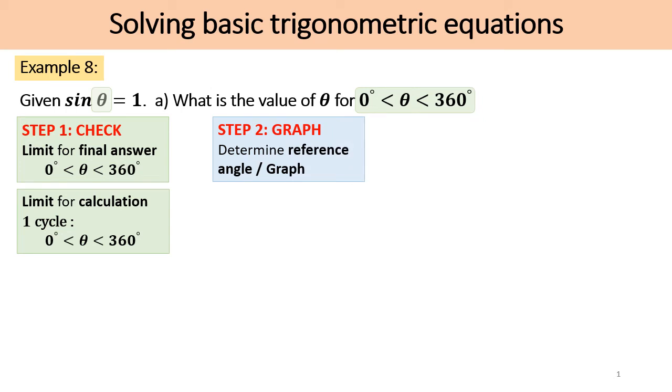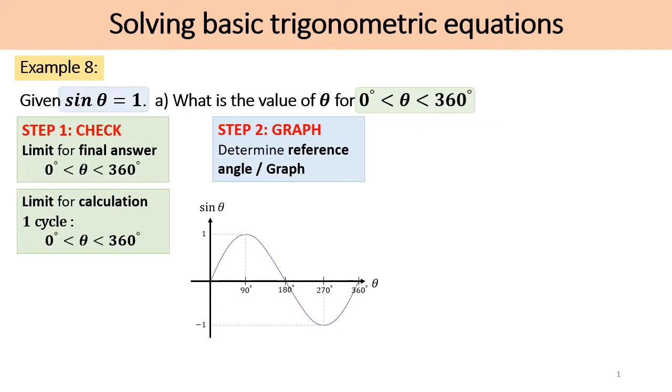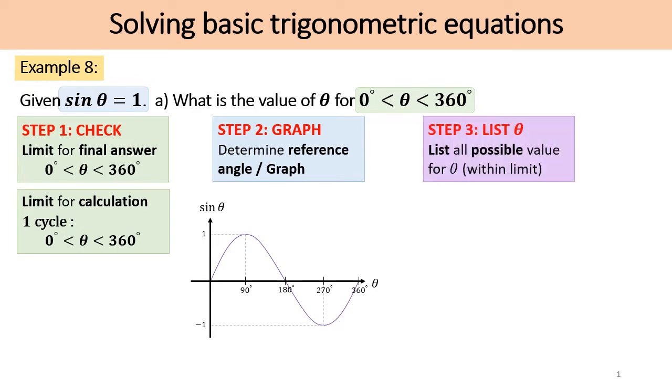Next, for the second step, it's easier to answer this example by using the graph instead of the reference angle. So we just need to draw the graph of sine for one cycle, and we will get the graph as shown in the diagram, and we need to identify the value for which sine theta will be equal to 1. Now for the third step, we list all the possible values for theta which satisfy the limit for the calculation. So our theta will be 90 degrees, and that is the final answer.